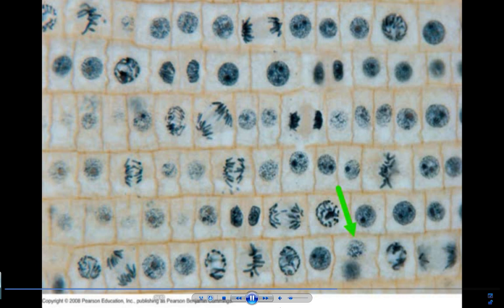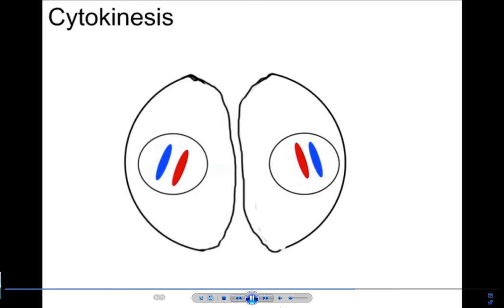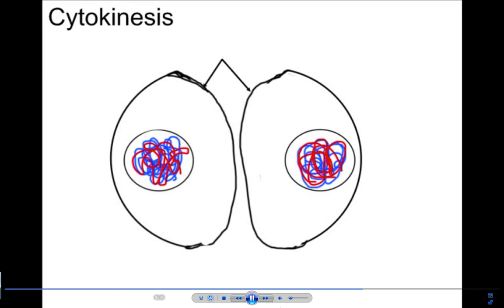Now, once you have the 2 nuclei all set up, now we need to actually divide the cell into 2. And that's where cytokinesis comes in. This isn't actually mitosis, it's after it, but it's a very vital part because we need to distribute the cytoplasm to each of the cells. So you've seen here that the cell's kind of been pinched off into 2 cells.